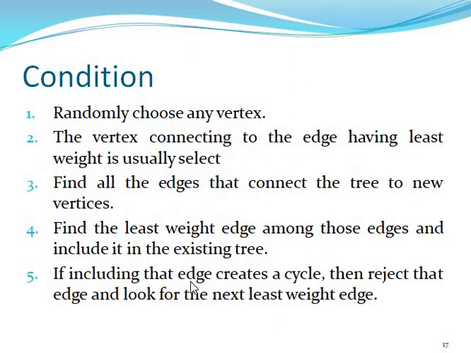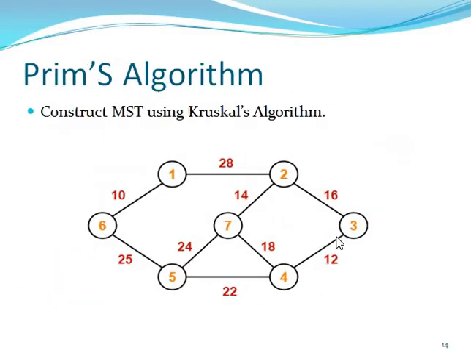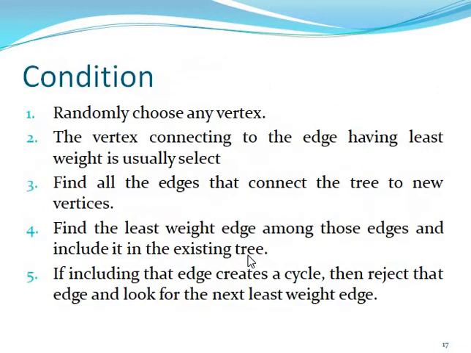If including an edge creates a cycle, if you connect these two edges, you can show that here this is one cycle you can create, then you can reject it. So don't create a cycle, and look at the next weight. So this is one random condition. The condition is you connect any vertex and you can choose the minimum weight also. You can find that and check that no cycle is created.